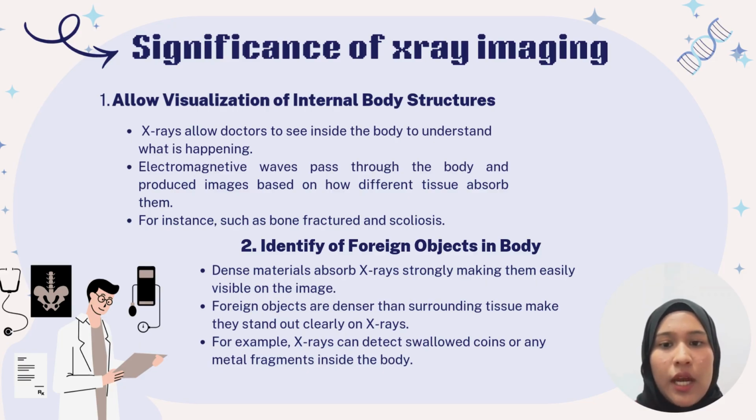Next one is the identification of foreign objects in the body. Dense objects such as metals absorb X-rays strongly, making them appear clearly on the image. Foreign objects that are denser than normal tissue, such as swallowed coins, glass pieces, or metal fragments, can be detected easily through X-ray. This helps doctors quickly locate and treat the problem.